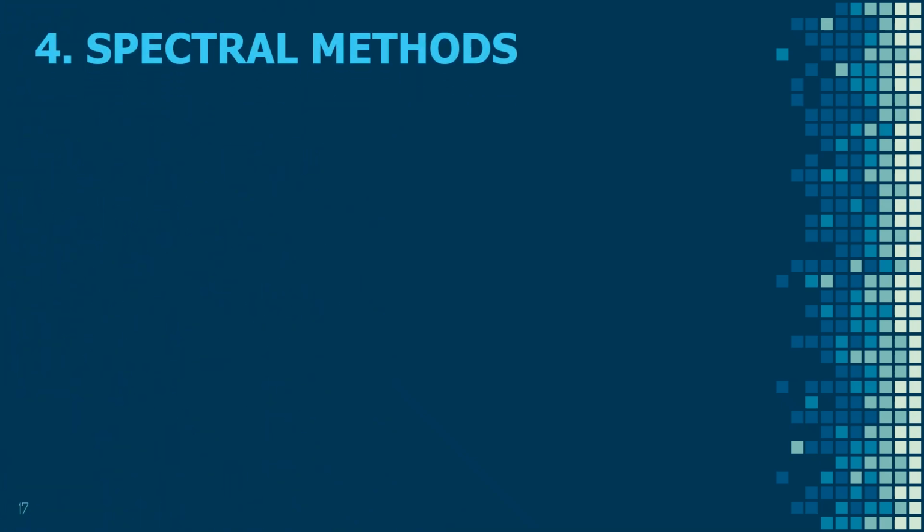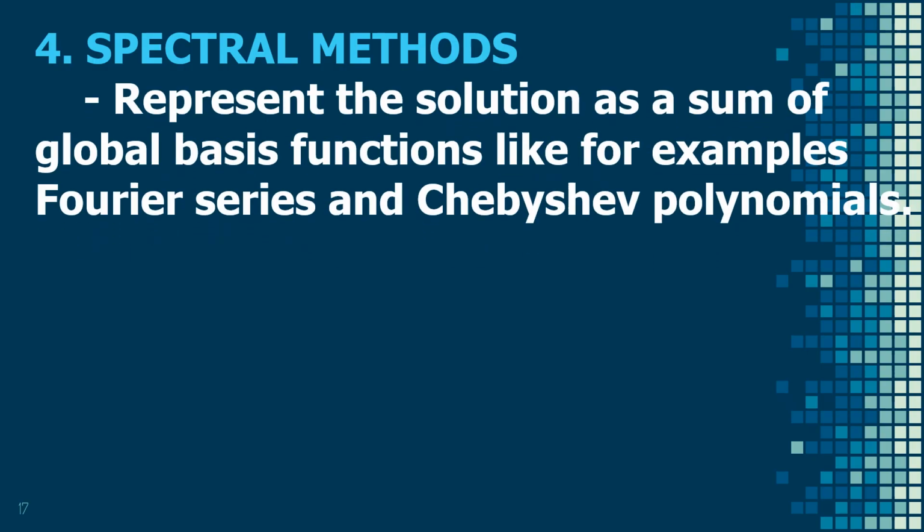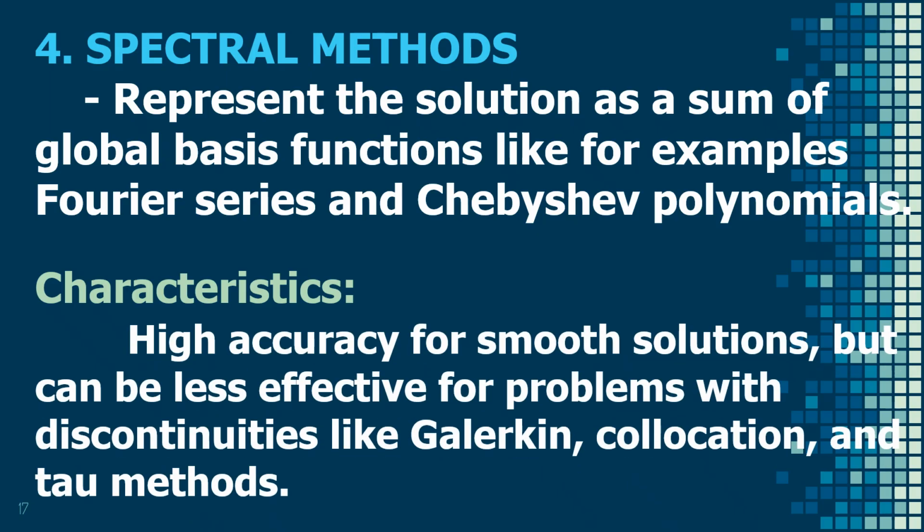Next method is what we call the spectral methods. This method represents the solution as a sum of global basis functions, like for example, Fourier series and Chebyshev polynomials. So the characteristic of this method is that it has high accuracy for smooth solutions, but can be less effective for problems with discontinuities, like Galerkin, collocation, and Tau methods.